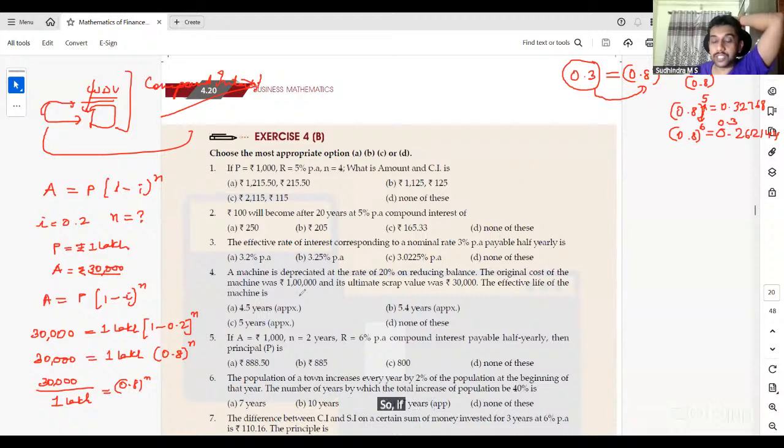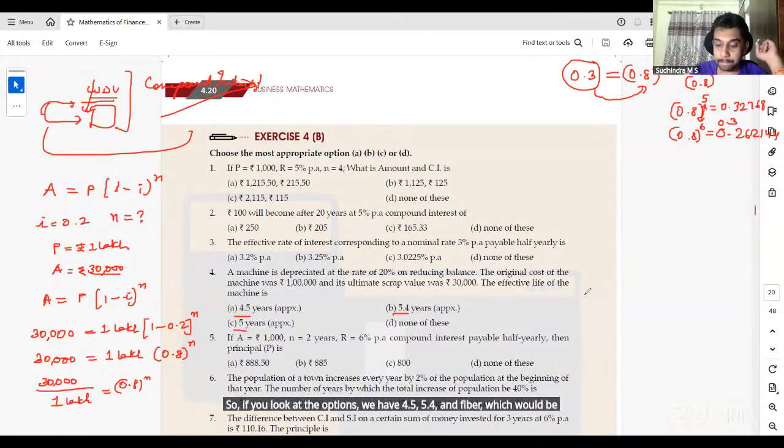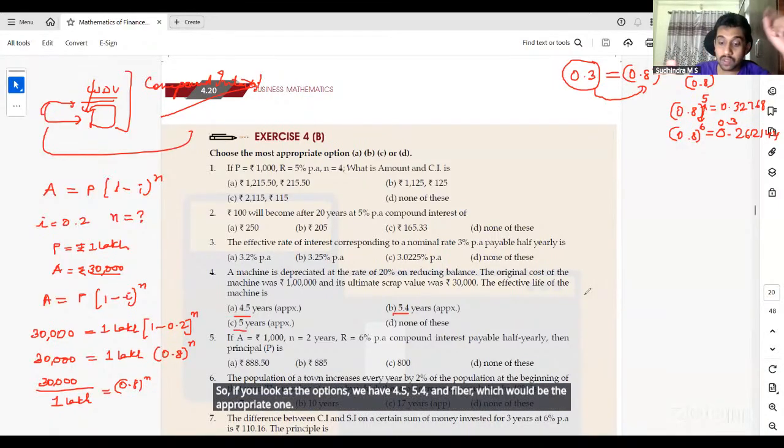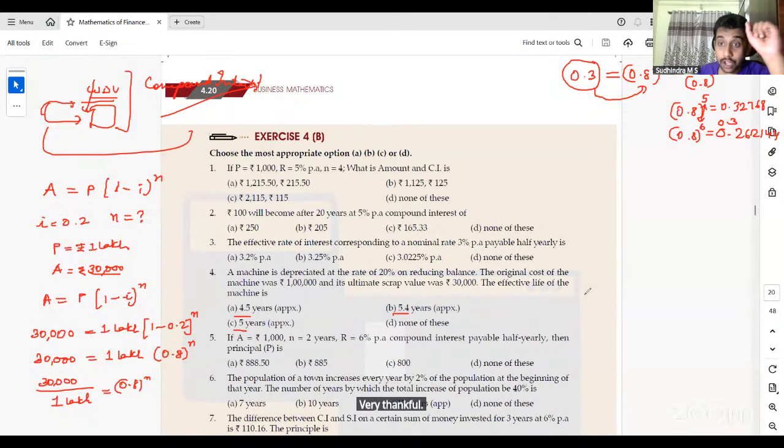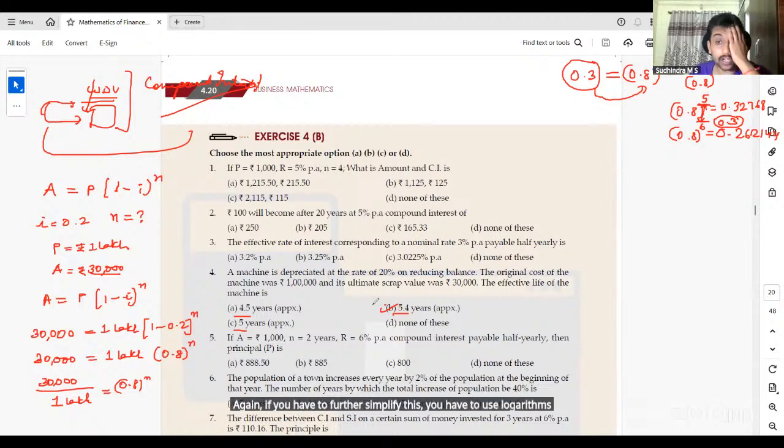So if you look at the options, we have 4.5, 5.4 and 5. Which would be the appropriate one? 5.4, because 0.3 in this discussion is between 5 and 6. Between 5 and 6, the option we have is 5.4. So 5.4 is the correct answer. Again, if you have to simplify this further, you have to use logarithms, which is definitely not worth it.